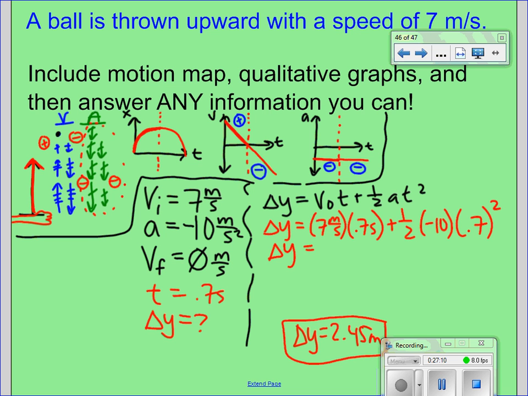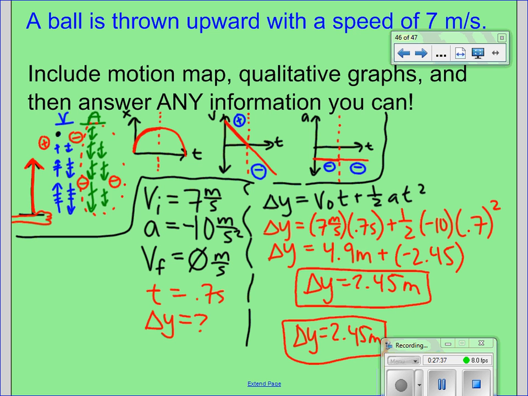That makes delta y equals 7 times 0.7, which is going to give me 4.9. Plus 1/2 times negative 10 is going to be negative 5, times 0.7 squared, that's going to give me a negative 2.45. Add those together, and I end up getting a delta y also equals 2.45 meters. So once again, there are multiple options that you can use. The general rule of thumb is the more information that you know, the more equations you have at your disposal to use. This concludes the video on kinematic equations and extra practice.